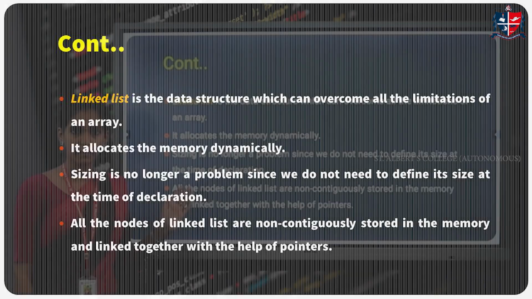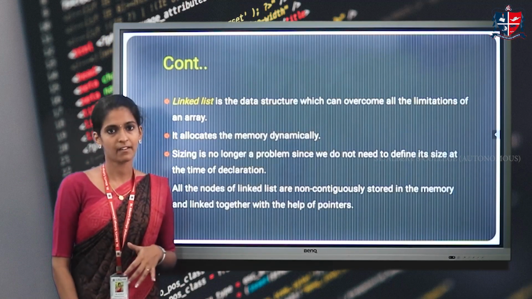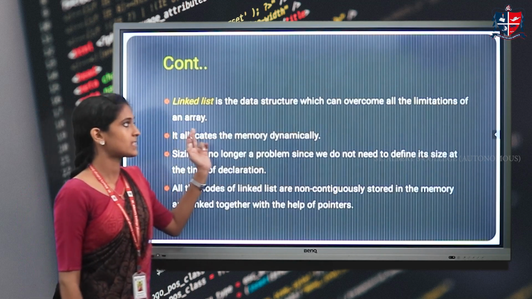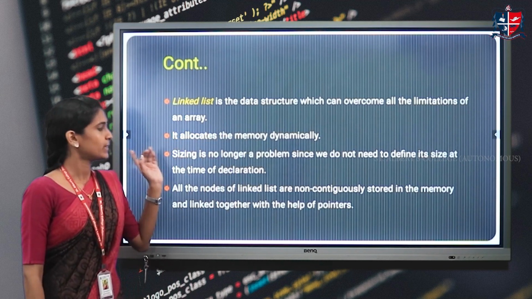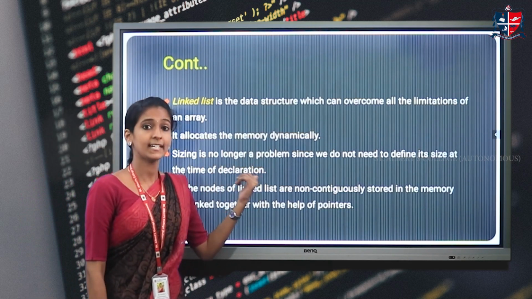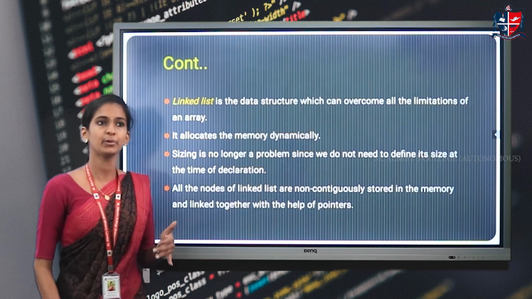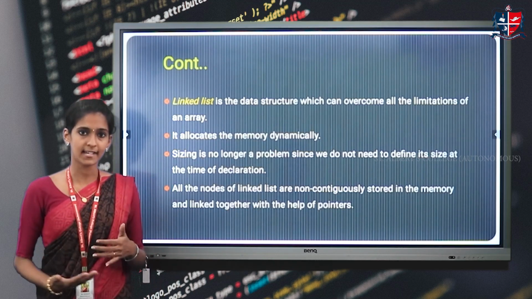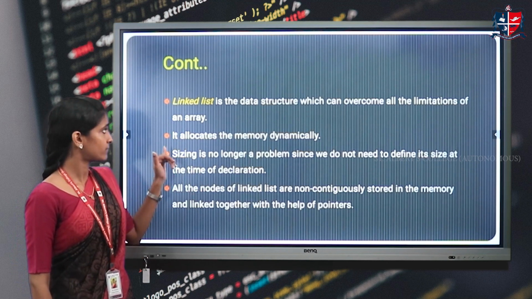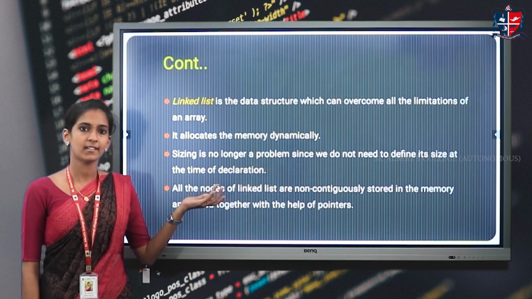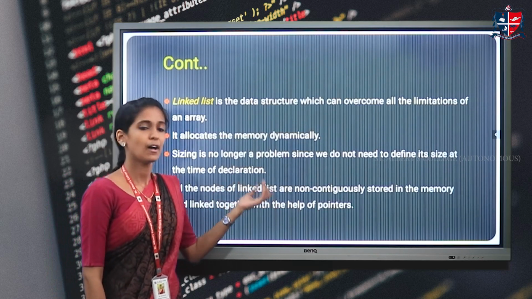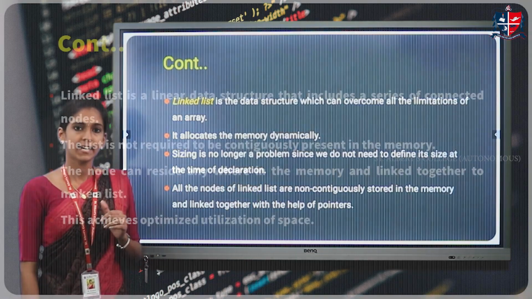The linked list is a dynamic data structure. We can increase the size after its declaration also. So the linked list is a data structure which can overcome all the limitations of the array. It allocates the memory dynamically, which I already told. Sizing is no longer a problem because we can increase the size after the declaration, during the runtime also. In the case of the array, the data are stored in a continuous manner, whereas in the linked list, the data are stored in a non-continuous manner, but the nodes are linked together with link pointers.